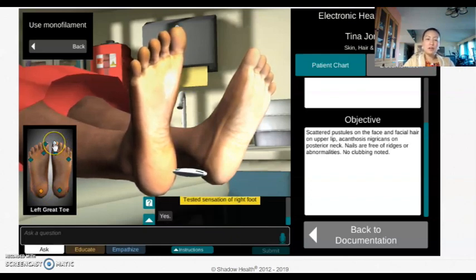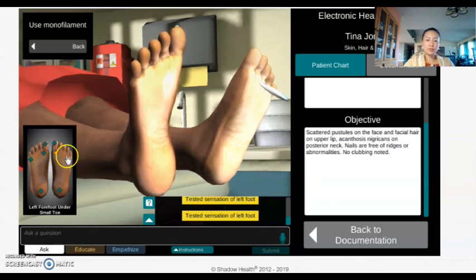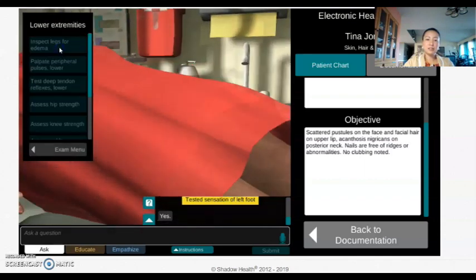And now, moving to the left side, I am going to touch the left great toe. Down to the forefoot, under the great toe. Okay, under the small toe. And the bottom left foot. Okay, very good. Thank you, Tina.